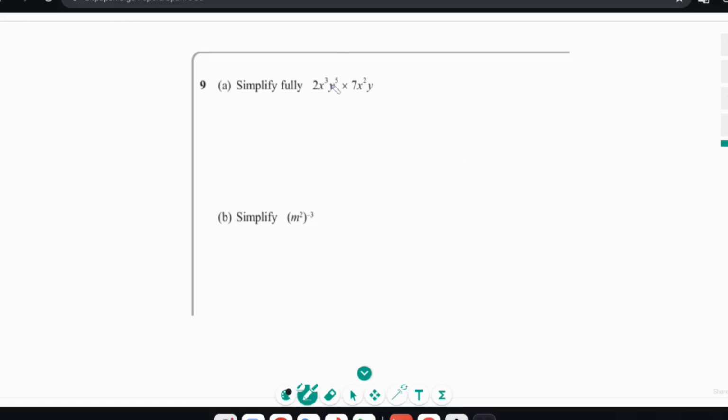Question 9. Simplify fully the following. So let's multiply 2 by 7 first, which is 14. X cubed times x squared, we add the powers. Y to the power 5 times y, well y is y to the power 1, so y to the power 6.